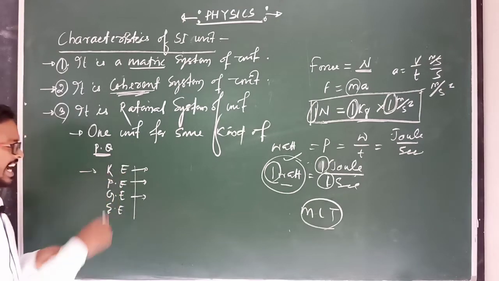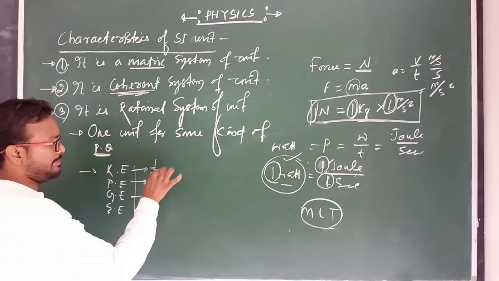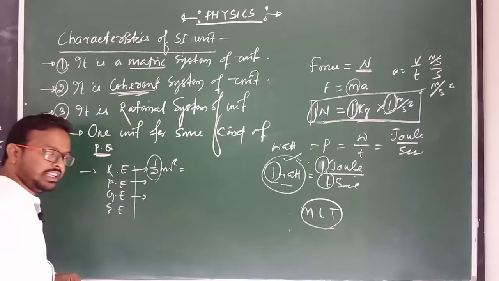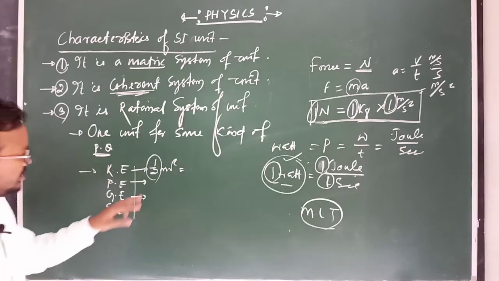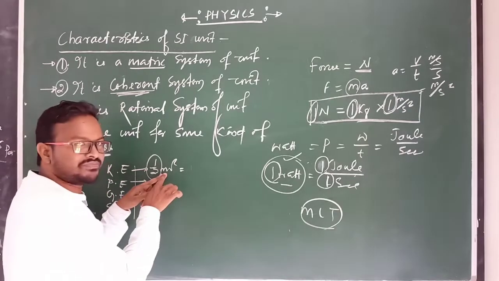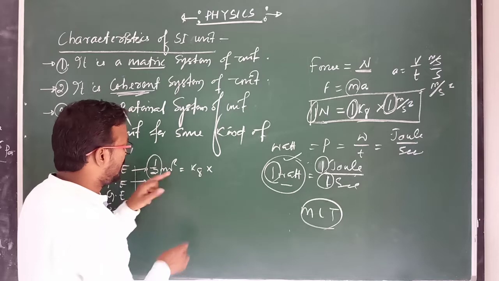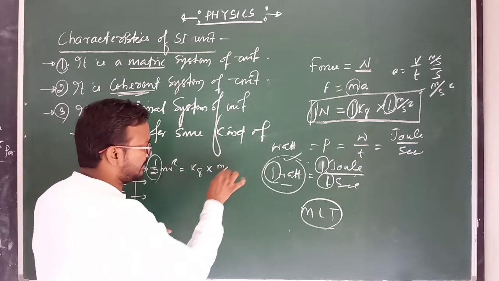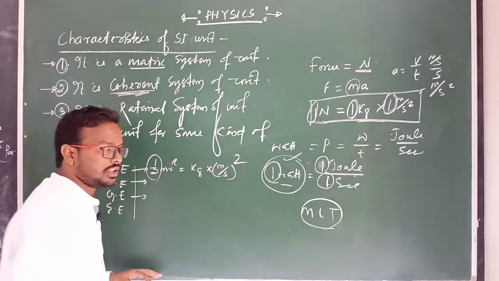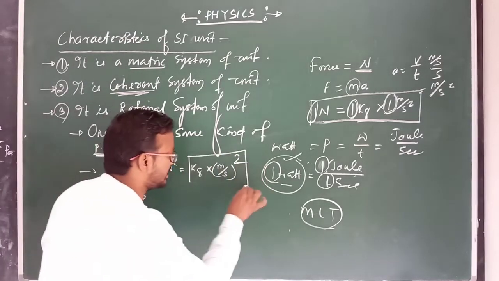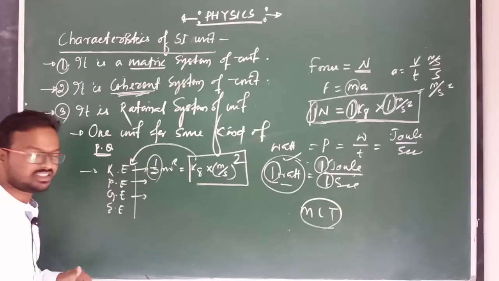So for kinetic energy, we already know that is half mv square, and if you want to find the unit, the half is a constant quantity which doesn't possess any unit or dimension, but m means mass, so we can write kg into v, velocity, meter per second, whole square. So this term is known as the unit of kinetic energy.